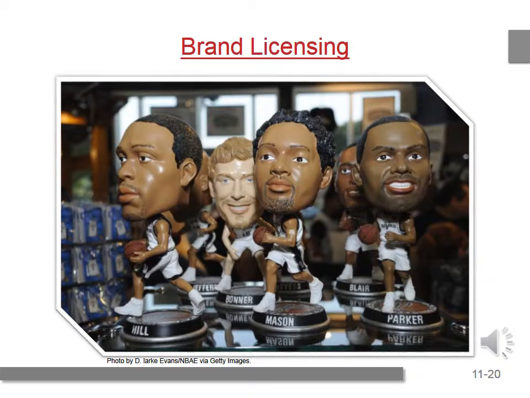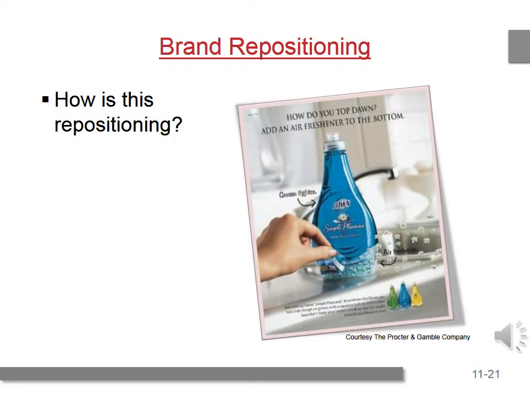Now we'll discuss brand licensing. The NBA licenses products like these bobblehead figures of Dallas Mavericks and San Antonio Spurs players to manufacturers in exchange for a negotiated fee. Attractive, huh? Students, the product Dawn is now positioned as a detergent and as an air freshener. This is an example of brand repositioning. Can you think of the benefits of brand repositioning?